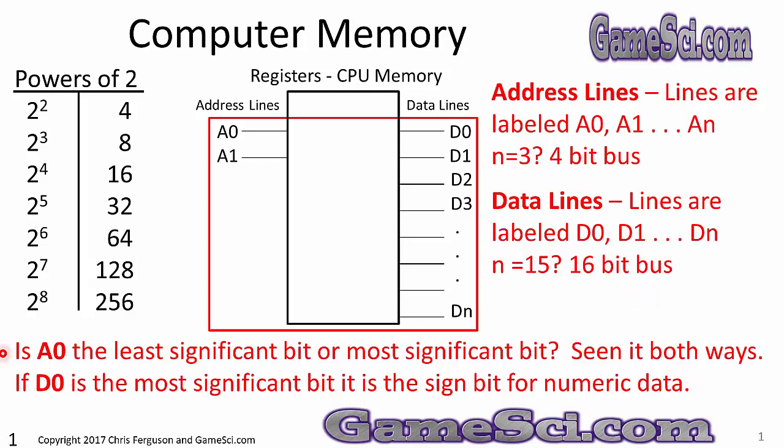Is A0 the least significant bit or the most significant bit? I've seen it both ways. If D0 is the most significant bit, it's the sign bit for numeric data. We typically have D0 be the most significant bit, so it can be the sign bit.